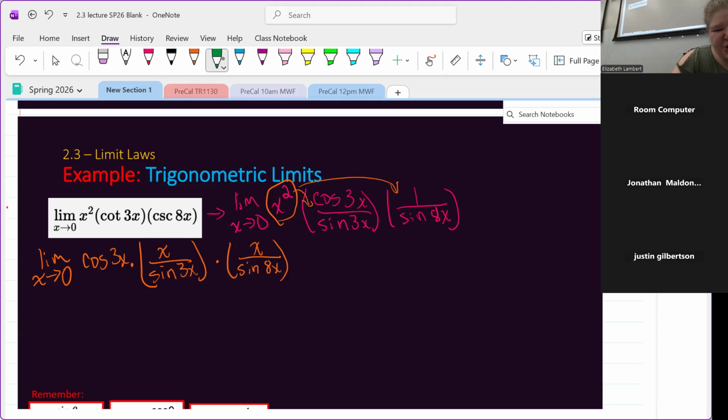Now we want to pattern match our x over sine 3x. I need to see a 3 in here. But I can't just throw a 3 in there. I have to do it in a balanced fashion. So if I'm multiplying by 3, then I also need to divide by 3, which would be multiplying by a third. The same with our sine 8x. I want to see an 8 here. That's multiplying by 8. So I need to balance that by dividing by 8, which is multiplying by 1/8.